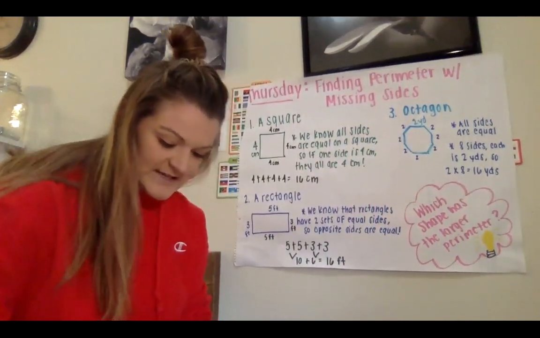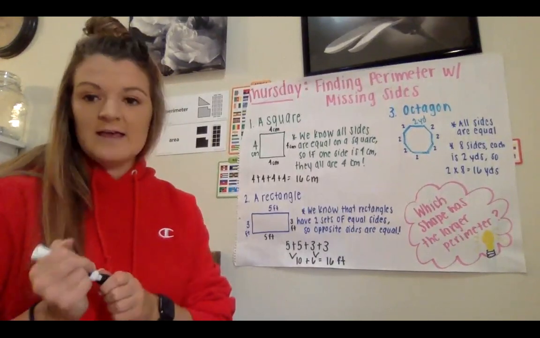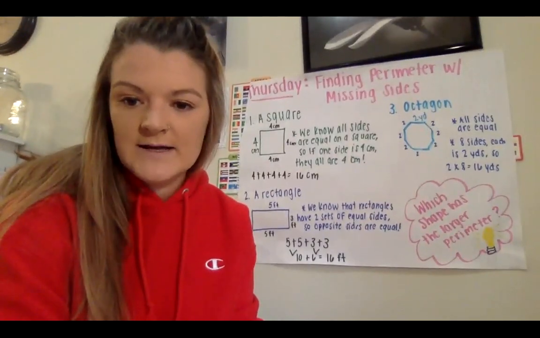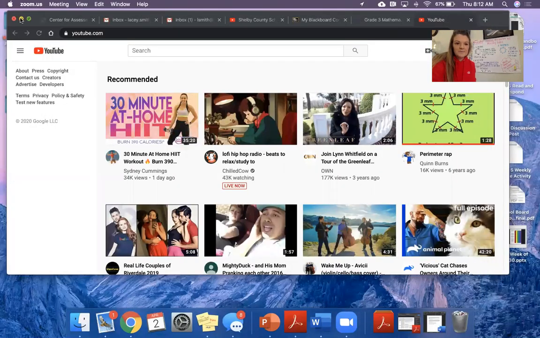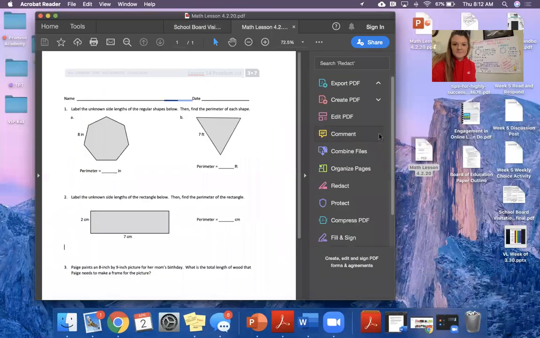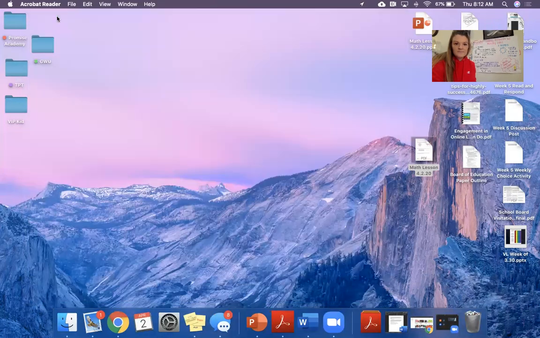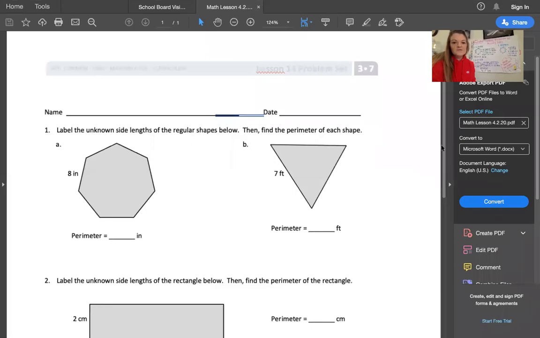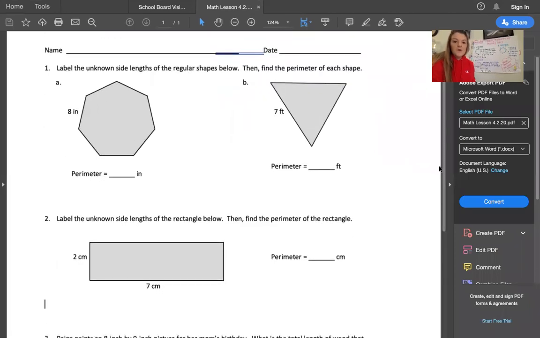On your classwork today, you guys are going to have a couple of different problems. In fact, let me see if I can go ahead and show you what your classwork will look like today. So it's going to look like this. Here we go. So you have two shapes up at the top on number 1, where you have only one side labeled. Again, if you have only one side labeled, that means you know that all of the other sides are equal, so you can go ahead and label them, then add it together.